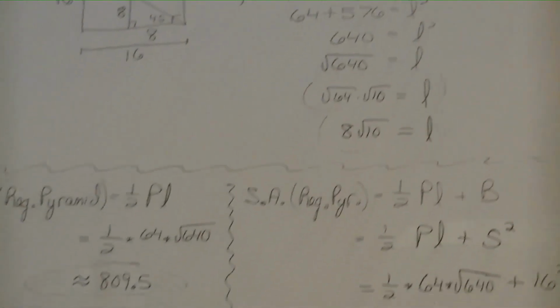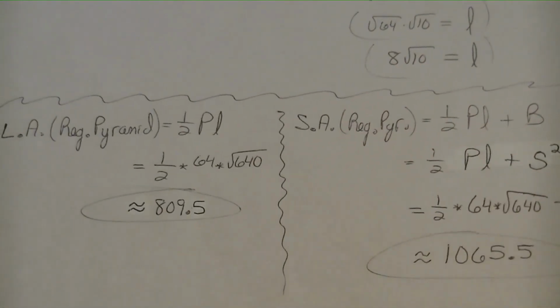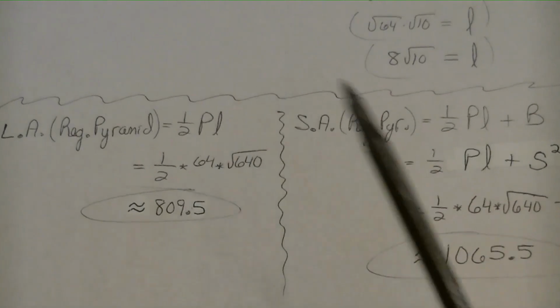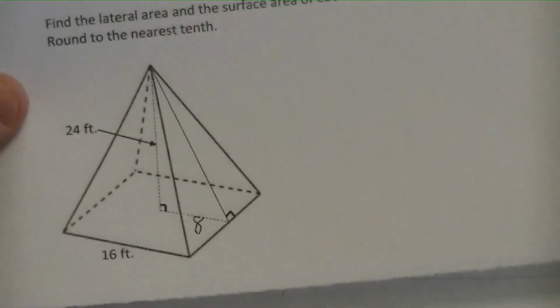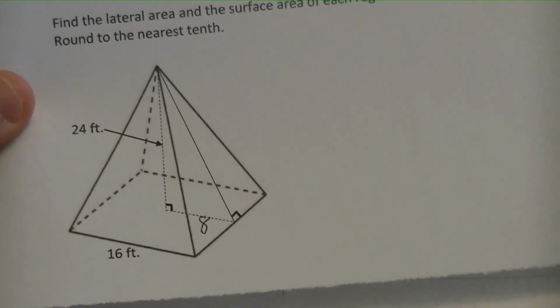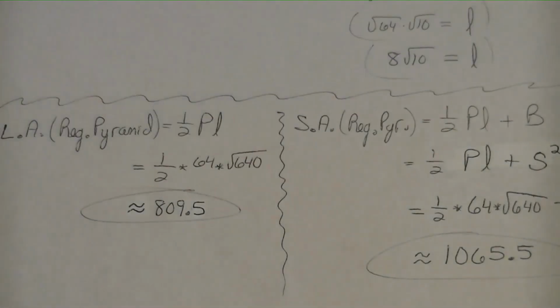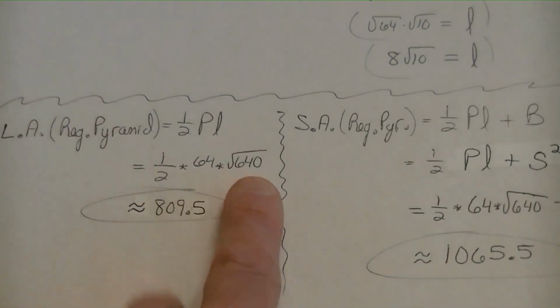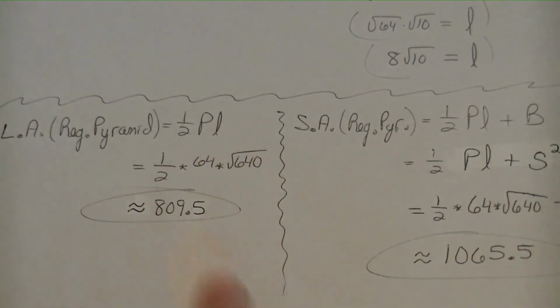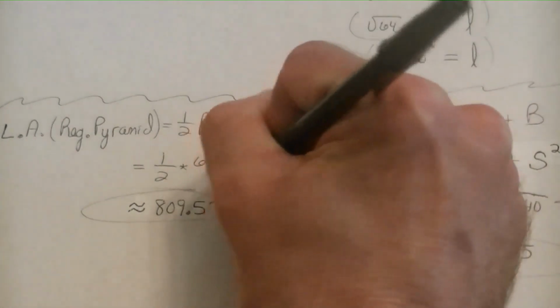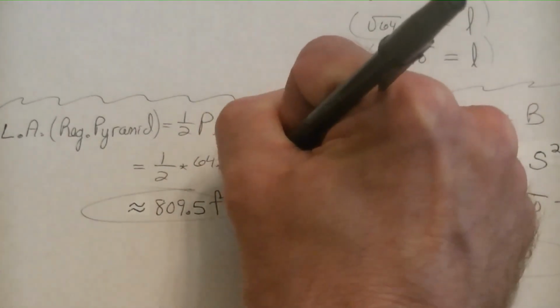So here we go. Lateral area, 1/2 PL. The perimeter of the base would be the perimeter of that square on the bottom. So 16 plus 16 plus 16 plus 16, 64. And the slant height from our Pythagorean theorem is there. Nearest tenths, 809.5. I forgot my units. Partial credit, minus 1 point: feet squared.